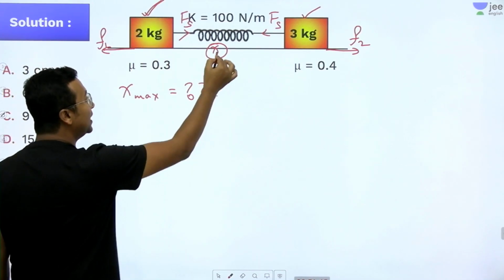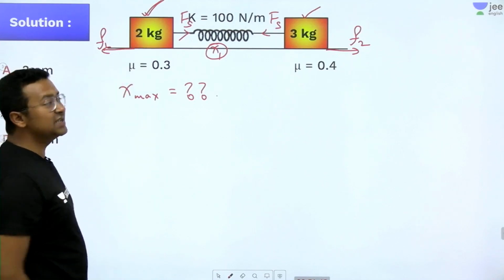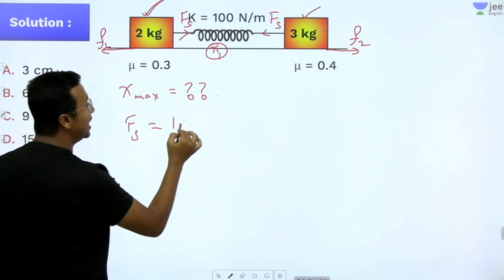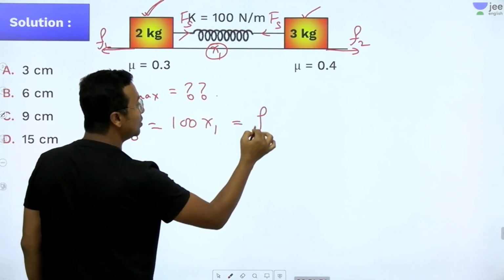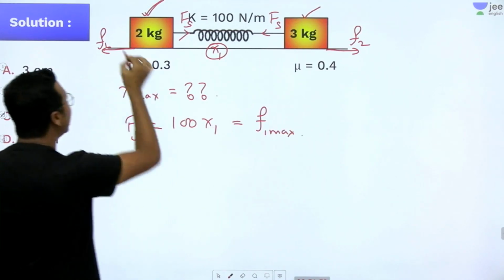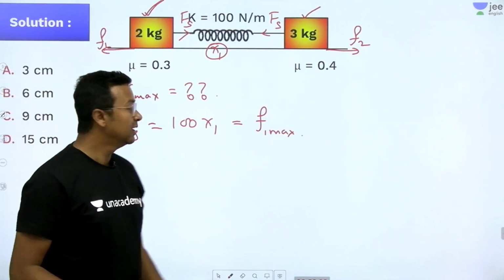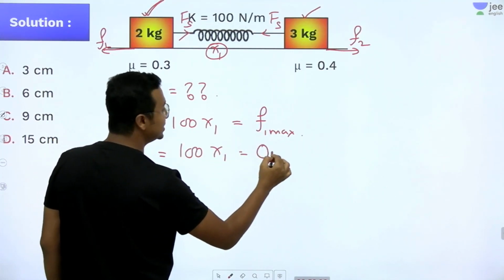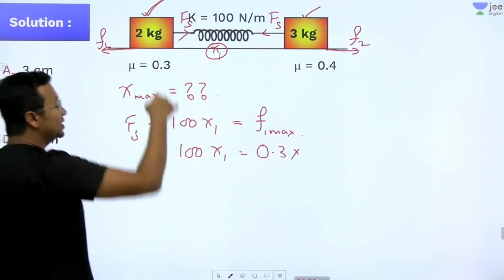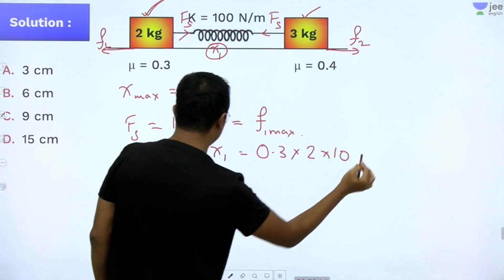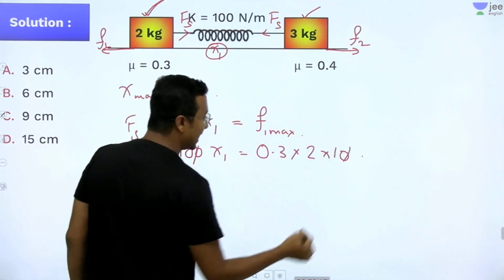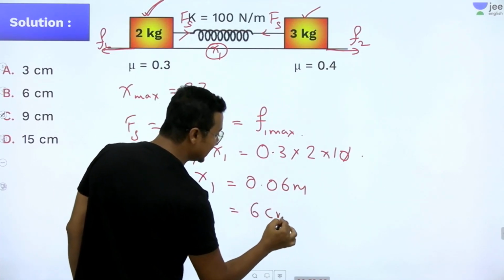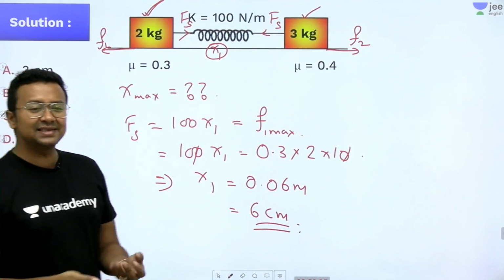Let's take the first scenario, let me take it as x1, where my 2 kg block will not move. Then what will be the spring force? The spring force will be 100 into x1, and that should be equal to F1 maximum, the maximum value of the first friction. Now 100 into x1 is equal to mu, that is 0.3, into the normal reaction, that is 2 into 10. Simple idea, cancel the 10. x1 will be equal to 0.06 meters, that will be equal to 6 centimeter. It is an easy question, concept based.